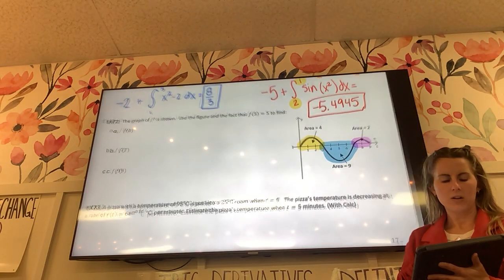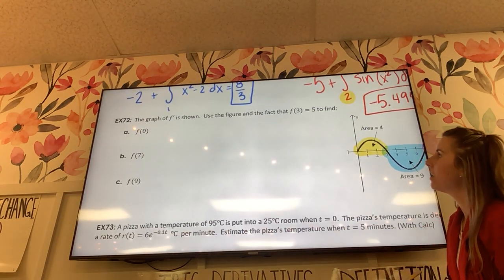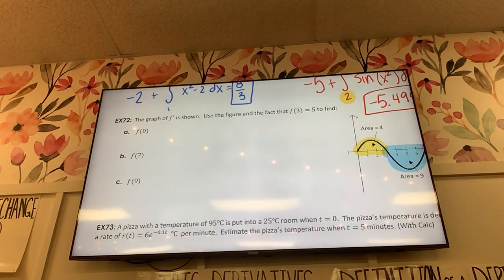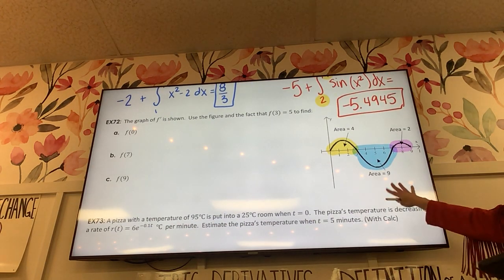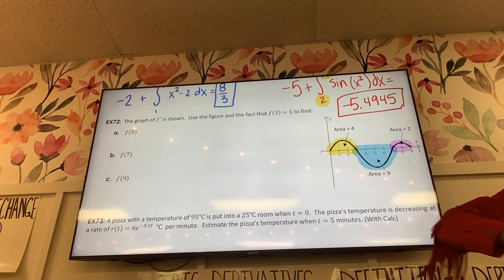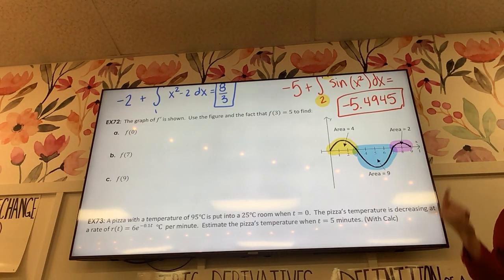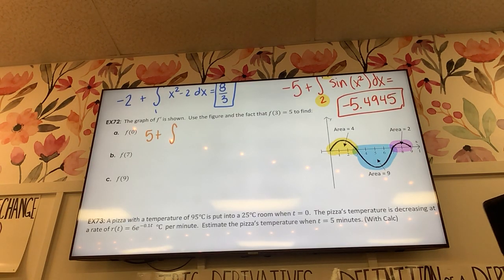All right, so let's figure this out. It says the graph of f prime is shown. Use the figure and the fact that f of 3 equals 5 to find f of 0, f of 7, f of 9. All right, so this graph is the derivative, and I want to know what f of 0 is. I want to go backwards and know what the integral is. So when you're going backwards, that's when you're going to have to integrate. So I'm going to start with my initial condition 5 plus the integral from what to what?